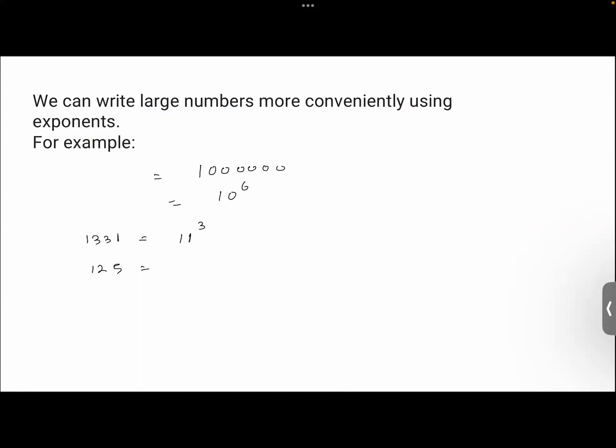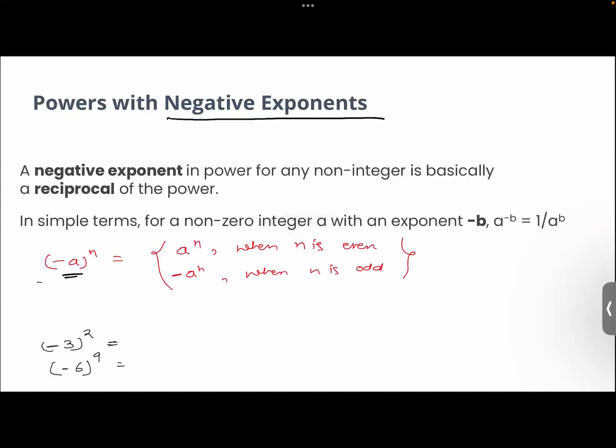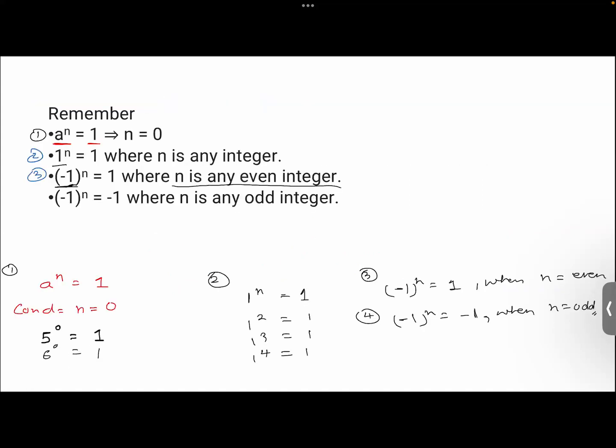Right now we are talking about powers with negative exponents. Here we are dealing with numbers like this. This is what we were discussing. If a to the power n is equal to 1, it basically means that the value of n must have been 0. Earlier I have told you many times that if 5 is raised to the power 0, it will be simply 1. The whole value will be reduced to 1.